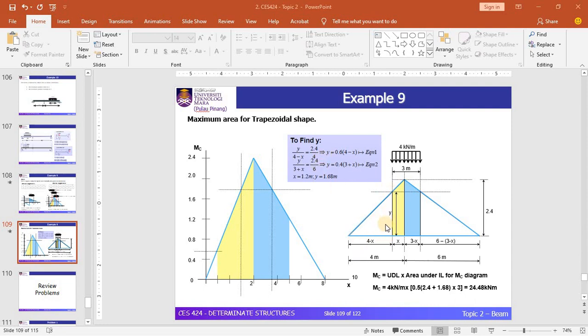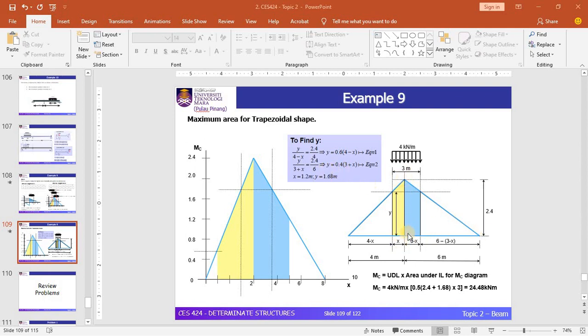So equate this particular slope. Basically, y over 4 minus x is a slope. Equate this slope with the big triangle, where the height is 2.4 and the base is 4 meters. So the left-hand side of the equation will equal the right-hand side. Simplifying this, you can see that the first equation is y equals 0.6 multiplied by 4 minus x.